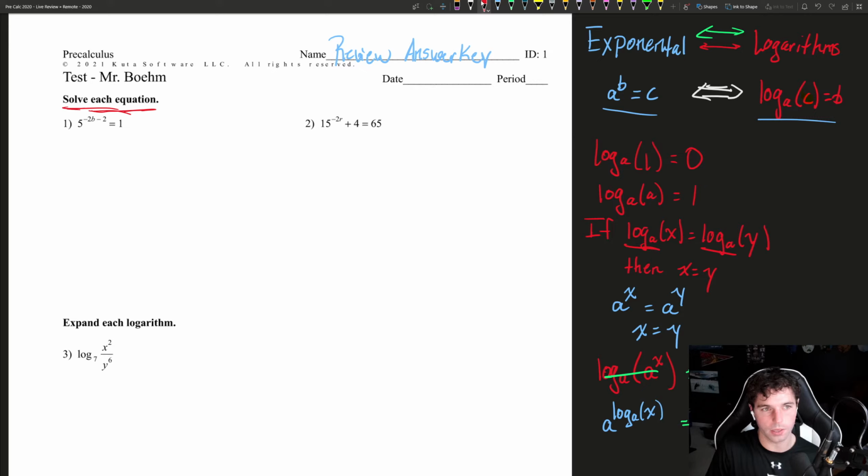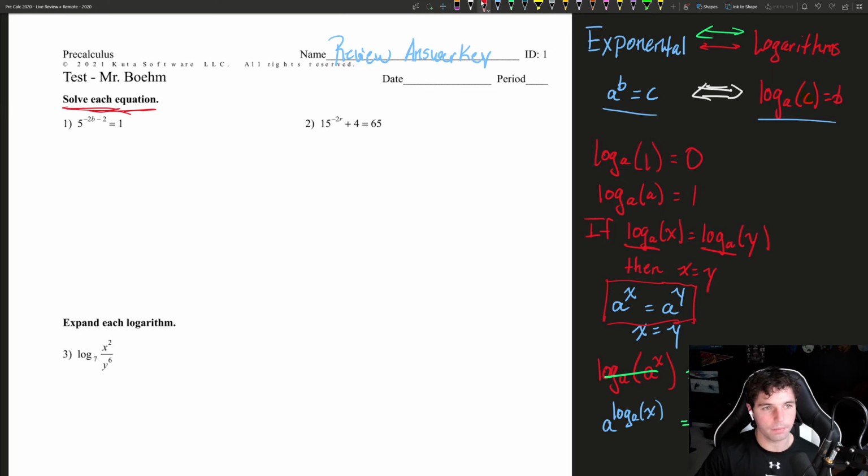And there are two different ways you can do this. You can try and find the same base on both sides and then use the one-to-one property. Right, so you can get the same A on both sides and then set the exponents equal to one another. Sometimes that doesn't work, in which case you need to use logs. Okay, and I'll show you what that looks like here in a second. But let's start with number 1.